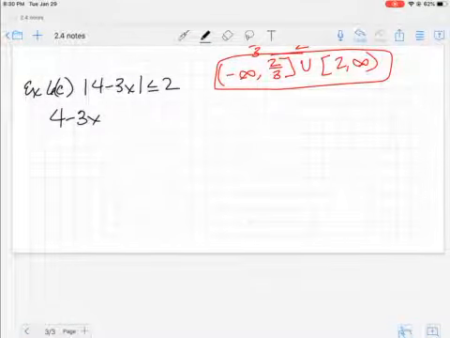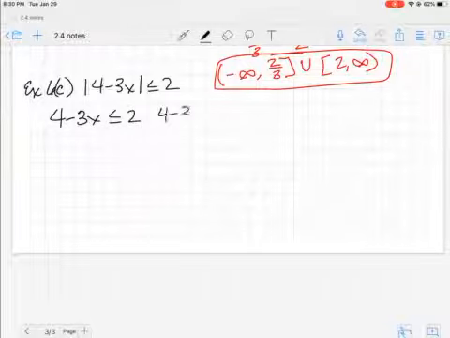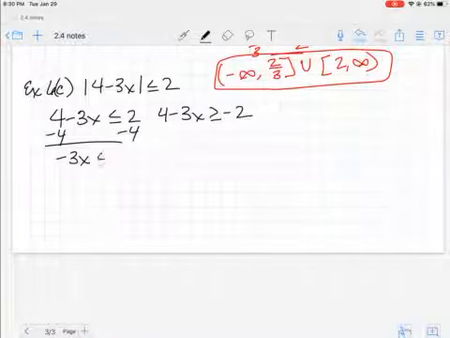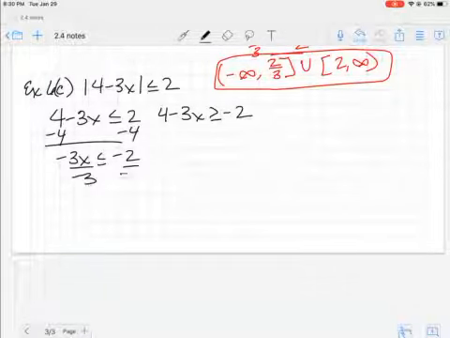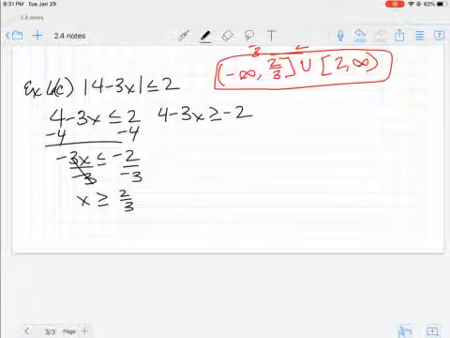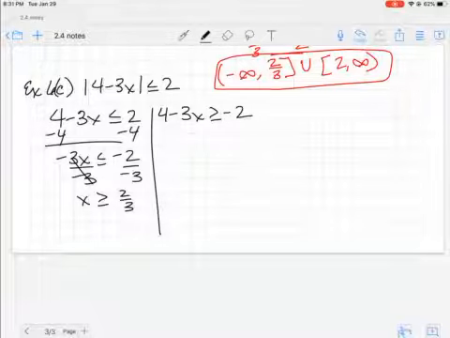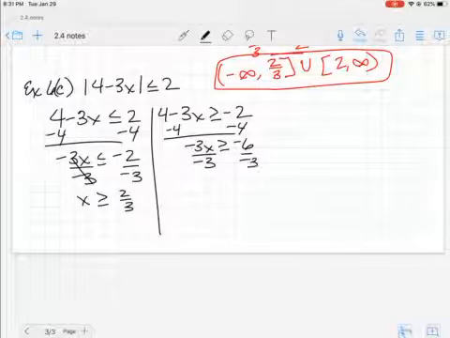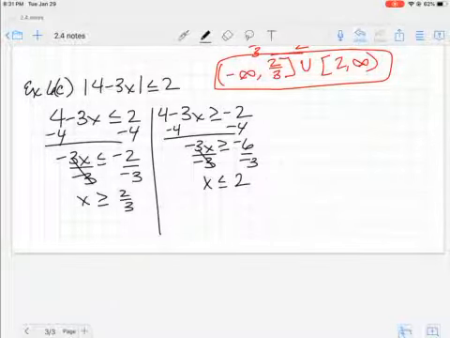4 minus 3x is less than or equal to 2. 4 minus 3x is greater than or equal to the negative 2. Subtract 4. We should be getting used to this by now. Divide by the negative 3. Now we know we get to flip the sign. Over here, I'm going to put a line there because I got these kind of close. Subtract 4 from both sides. Negative 3x is greater than or equal to negative 6. Divide both sides by your negative 3. x is less than 2.